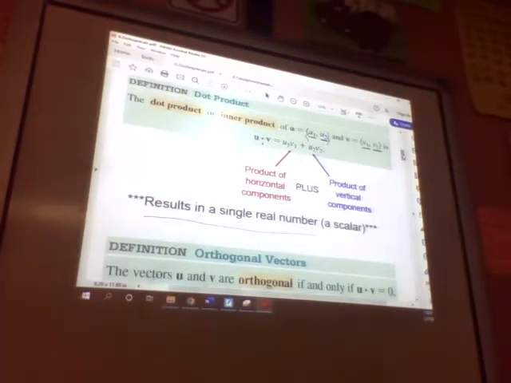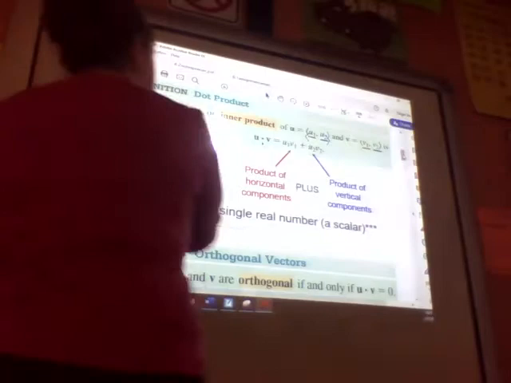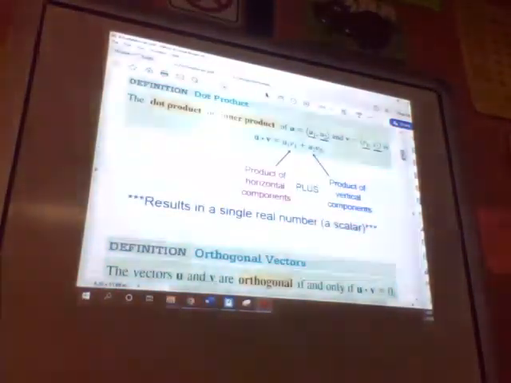Turns out that you can also have what we call orthogonal vectors. I know, huh? All right. What does that mean? It means that if you did the dot product, you get 0.